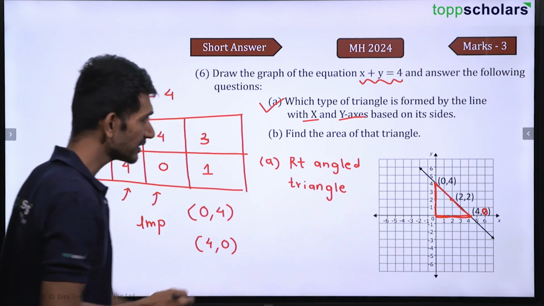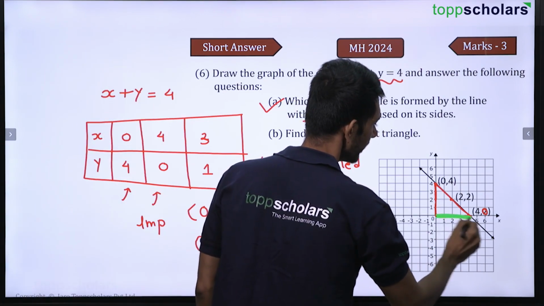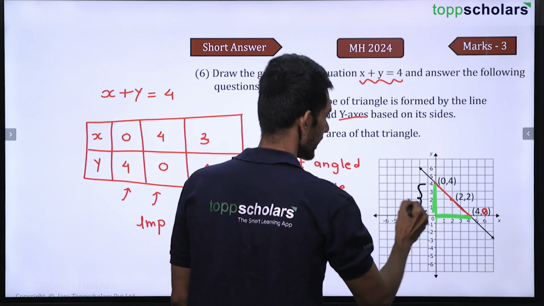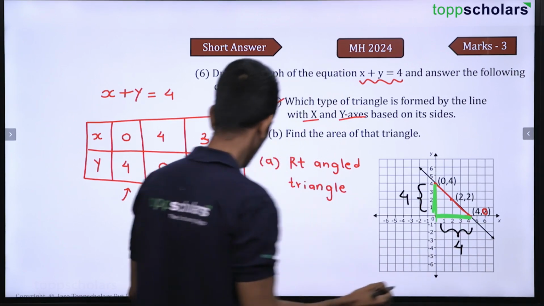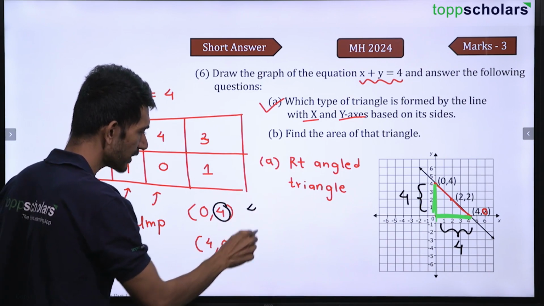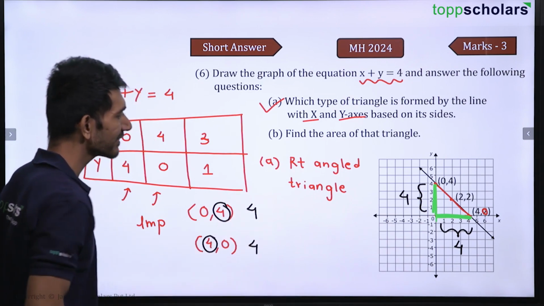Now the second question says, find the area of the triangle. Area we know, half into base into height. This is the base, this is the height. So can I say the height is 4 units and the base is also 4 units because it is 0, 4. So height is 4 on the y-axis. This is 4, 0. The base is 4 on the x-axis.